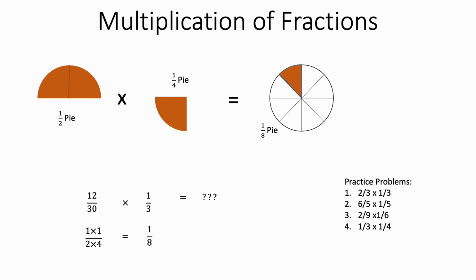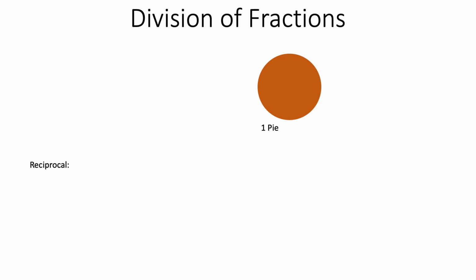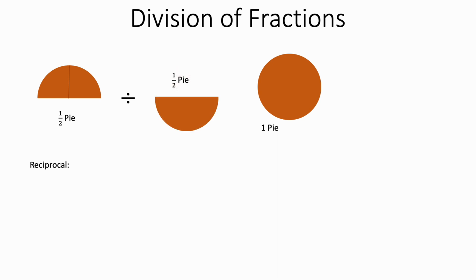Finally, let's learn how to divide fractions. To learn how to divide fractions, you need to know how to find reciprocals. What do reciprocals mean? They just mean the inverse of the number. That means the numerator becomes the denominator and the denominator becomes the numerator. Say you have half a pi and you divide it by another half of a pi. When you divide by the same number, half by half, what do you get? You get 1, right?